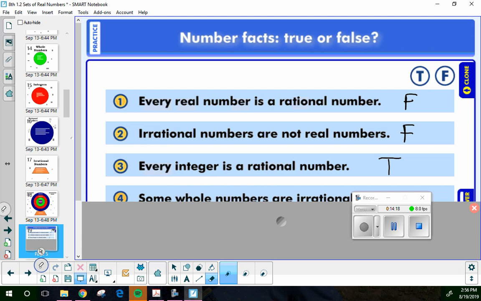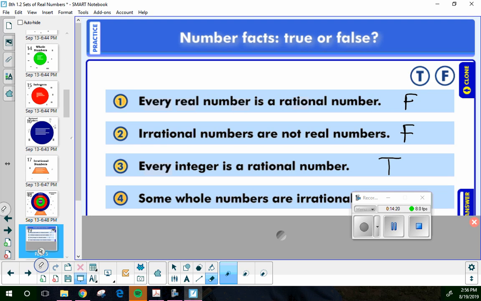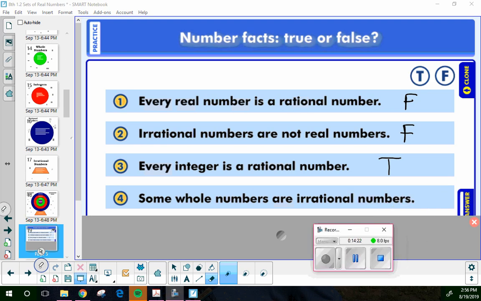Number 4: some whole numbers are irrational numbers. Some numbers that are here are also here. Hold your boards up. T for true, F for false. Some numbers that are in this whole number circle are also in the irrational circle. That is false. That's not going to happen.